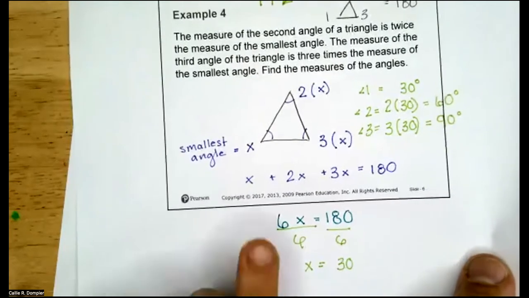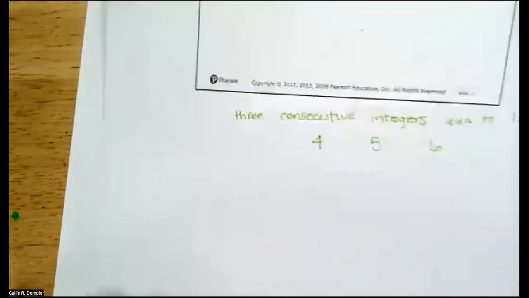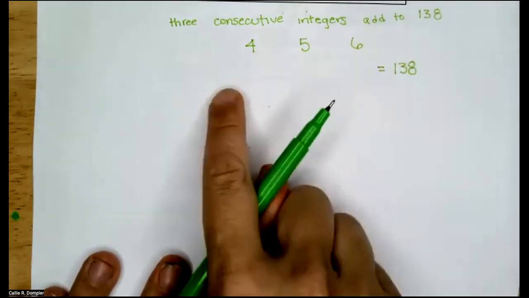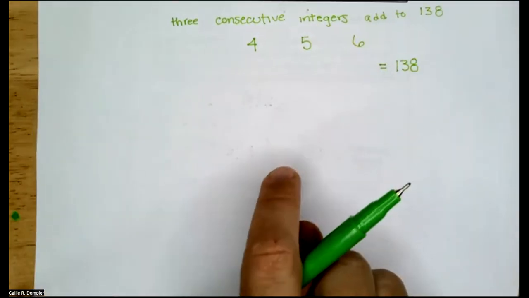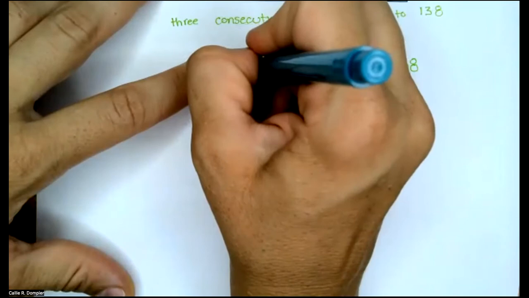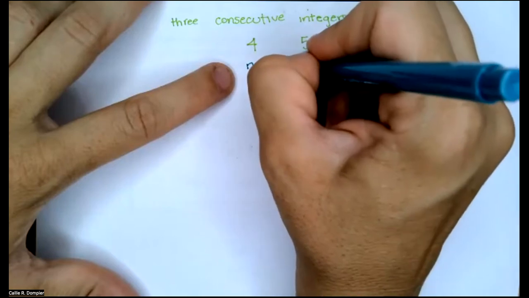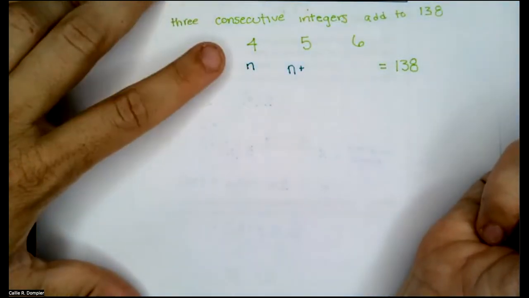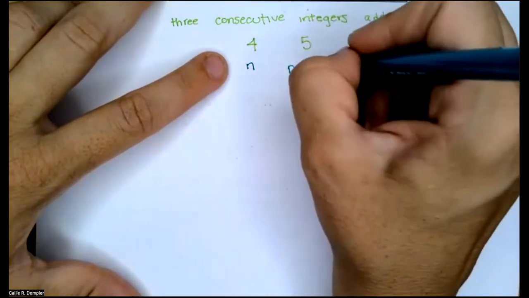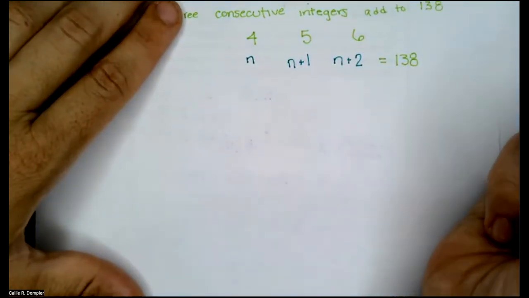So keeping that in your mind, we make one thing x and the other two in terms of x, you call it. Here we know it's going to equal 138. I have consecutive integers. So if it was 4, 5, and 6, and we wanted to put it in terms of 4, 4 is just our number, n. 5 in terms of 4 is n, and how did we change it? We added 1. 6 is that same number, but we added 2.